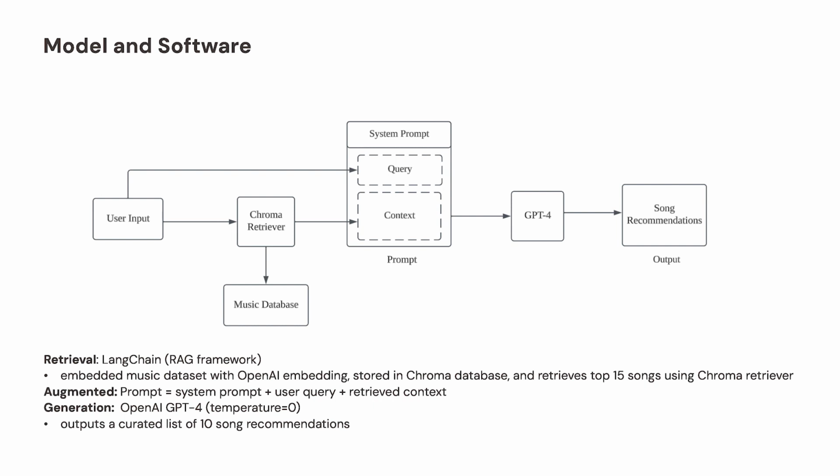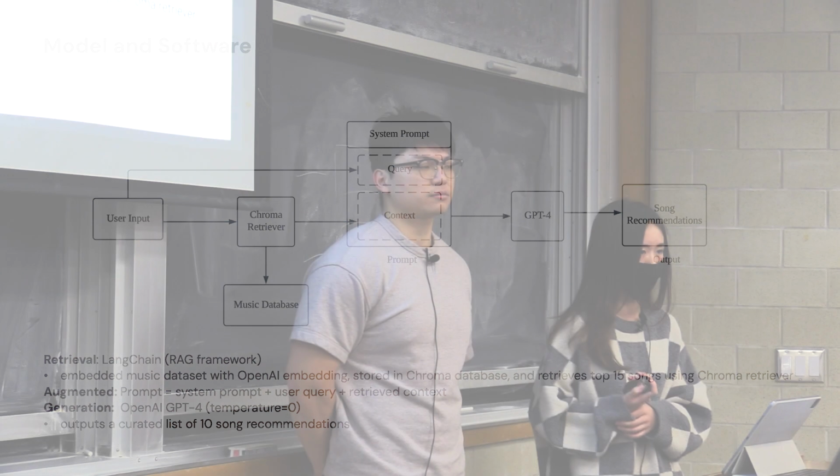We augmented the input prompt by adding the retrieved context. This combined input, along with our system prompt, is fed into the GPT-4 model. The system prompt guides GPT-4 to recommend a list of 10 songs based on the user request and the retrieved songs. We've configured the model to use greedy decoding, which means setting the temperature to 0 for precise and definitive outputs.